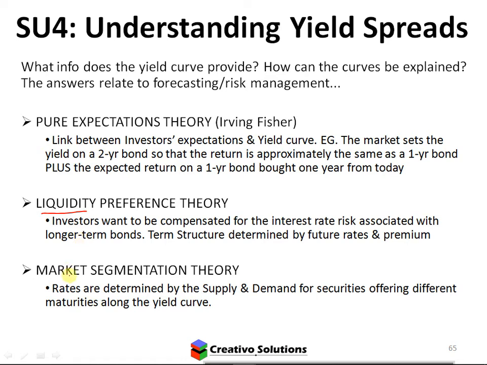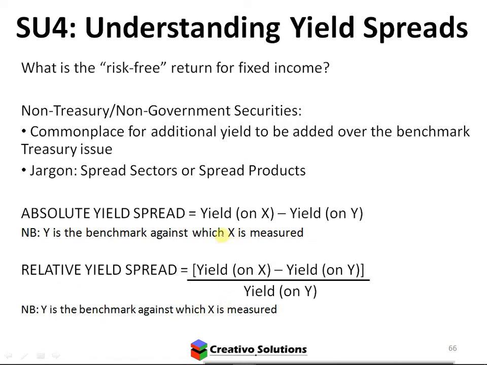Okay, and then market segmentation, supply and demand will affect the rate. Why? Well, not everyone wants a 10 or a 20-year bond. You might want maybe 1, 2, 3, 4, 5, and that's where the bootstrapping comes into it. Because you'd have one bond that you would strip into separate other chapters or smaller loans. Right, what is the risk-free return on fixed income?